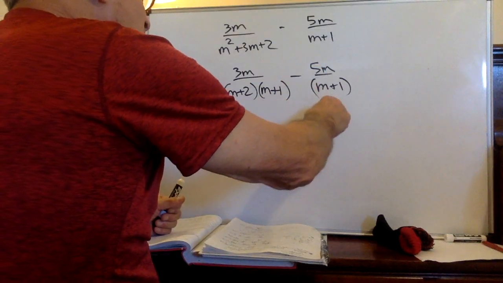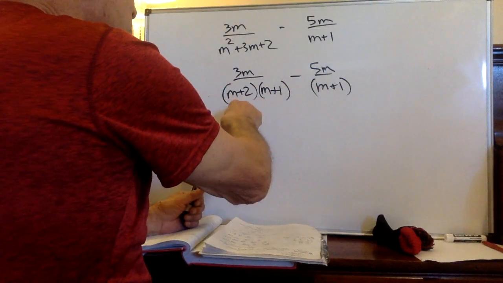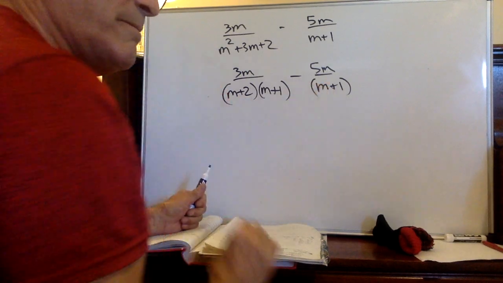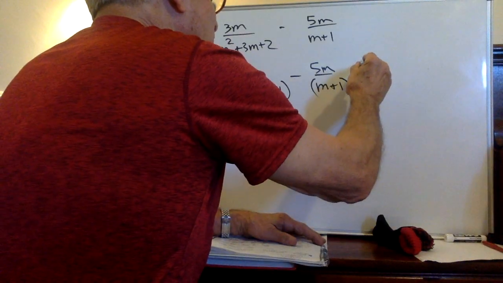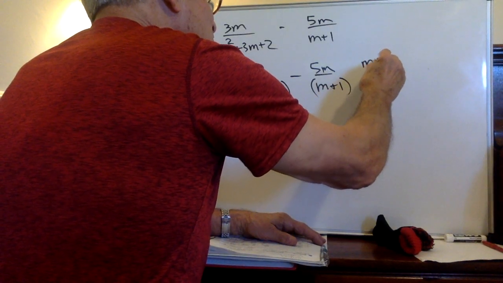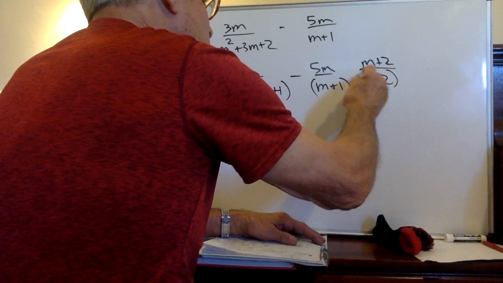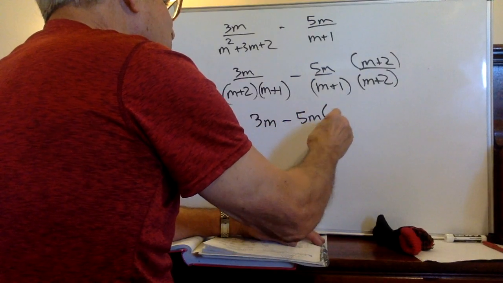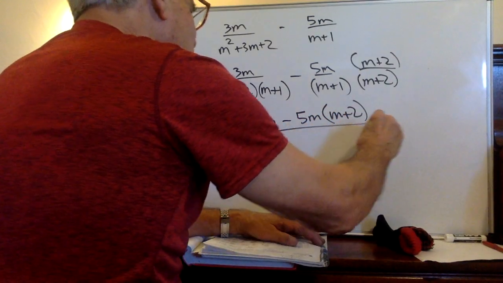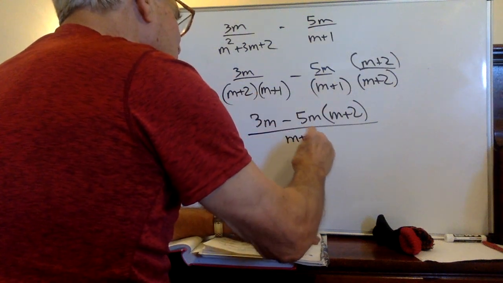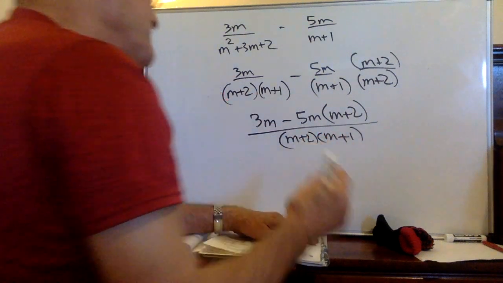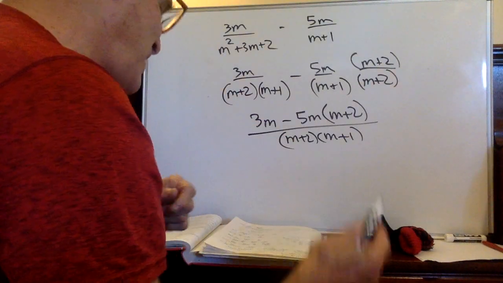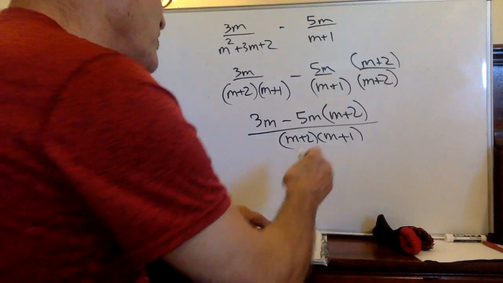In order to get a common denominator, my lowest common denominator is m plus 2 times m plus 1, so I'm missing this factor here. I need to multiply this term by m plus 2 over m plus 2. And I would have 3m minus 5m times m plus 2 over the common denominator m plus 2 times m plus 1. Now, what you need to do is multiply out your numerator and see if you have any common factors, or see if you can factor it in any way.